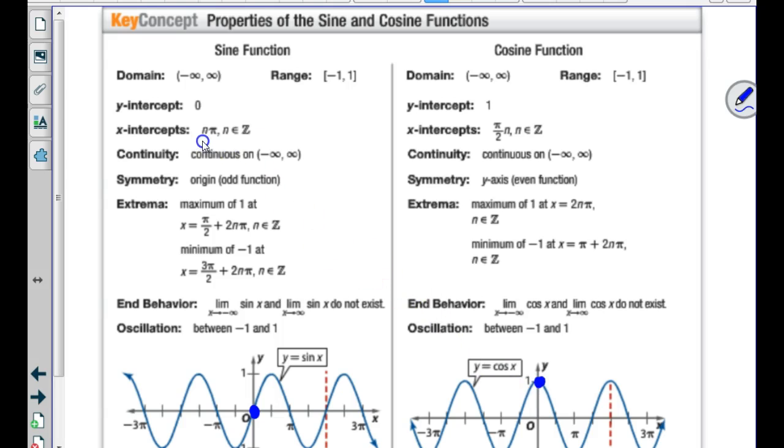All right, and then they both have a period, or they repeat, every 2 pi, so it means it intersects every pi here. This one, though, doesn't intersect until pi over 2, so that's when it starts to repeat. And I will not ask you to write it like that. Okay? It is continuous. This you do need to know. Sine is an odd function, and cosine is an even function. And I'm not going to ask you about this. Where are the extrema? All right. They do not have an end behavior, because it oscillates.